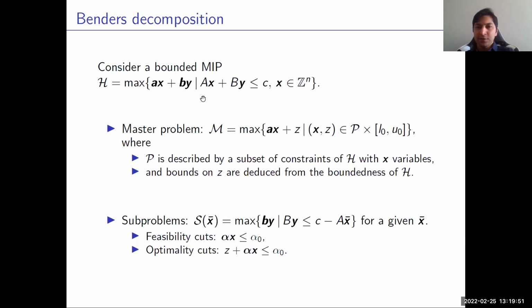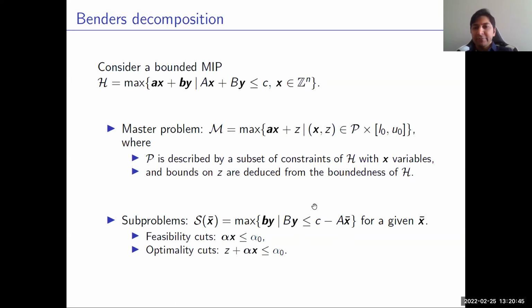So the goal is to decompose this into a master problem and subproblems, and the master problem will be defined over the integer variables. So we have the maximum over AX plus Z, where Z is a placeholder for the continuous part in the objective function. In terms of the constraints, we have a subset of the constraints of the original set that contain variables X only, and we have a valid bound for Z, which is induced from the boundedness of this problem. Then for every fixed X bar coming from the master problem, we can plug it into this subproblem, which contains the continuous part of the objective function. Over the remaining side constraints, we fix X bar, move it to the right-hand side, and then solve it for Y, which is a continuous variable.